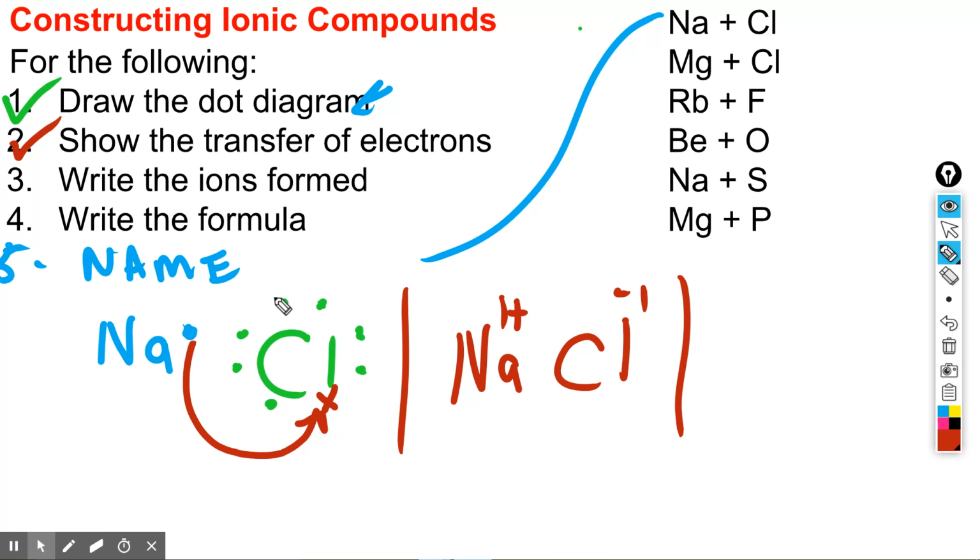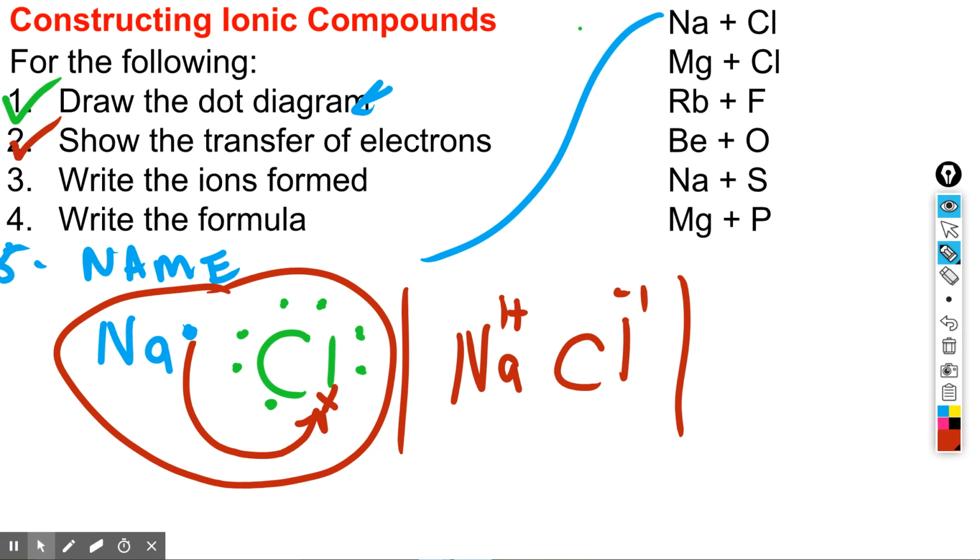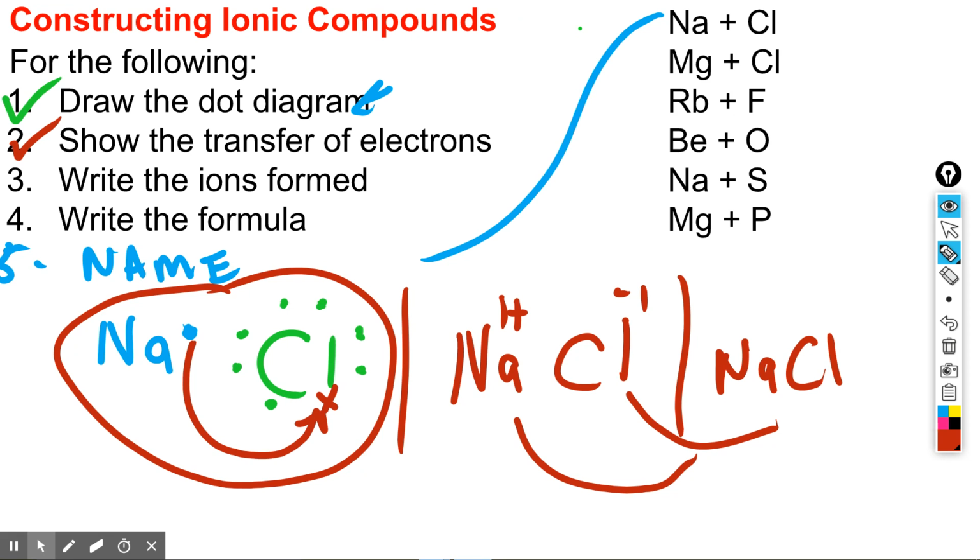The sodium and the chlorine involved in this bond are both happy. They both have their full valence shells. We don't need to add any more elements. So the formula is, how many sodiums do you have here? 1, Na. How many chlorines do you have? 1, Cl. That's our formula.